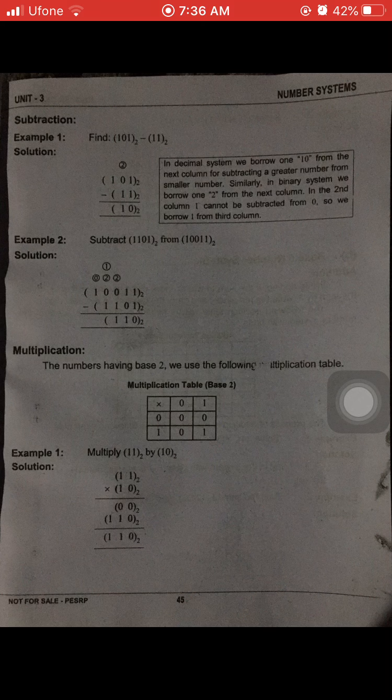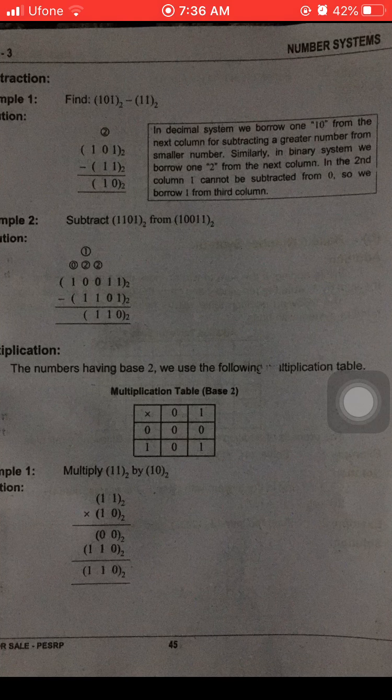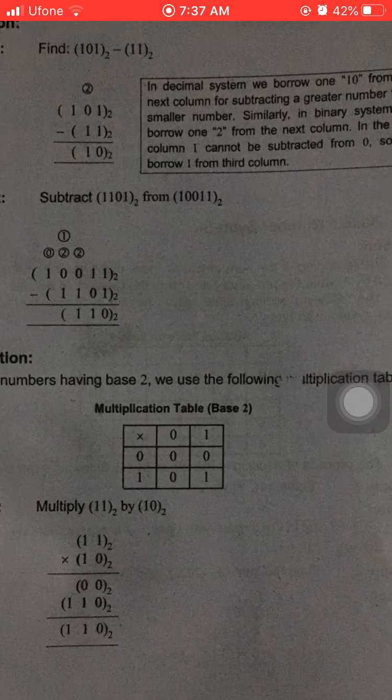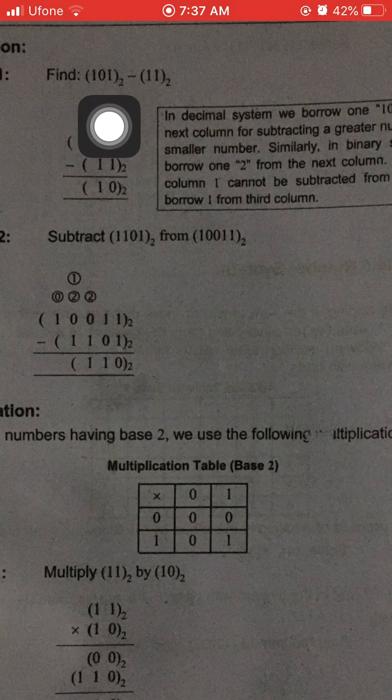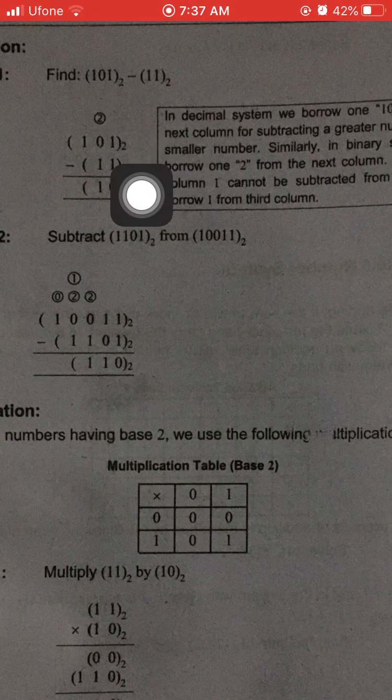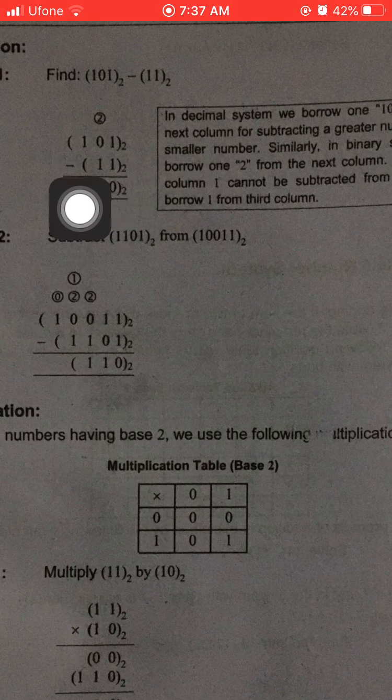Student, today we'll discuss subtraction of the binary system and then multiplication. Student, when we subtract in the binary system, you consider 2 as 10, or 10 as 2, in base 2. For example, in this question you have 101 minus 11 base 2. How will you subtract them? Here, 101 base 2 minus 11 base 2.